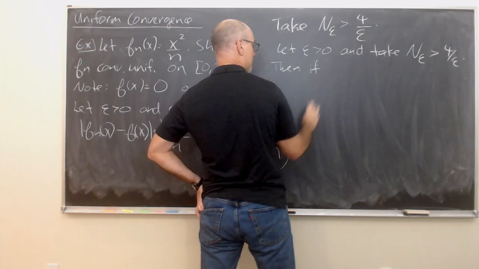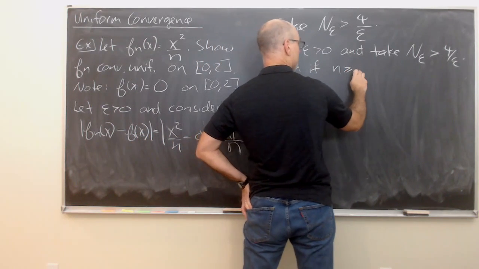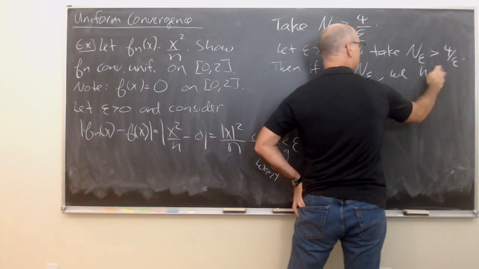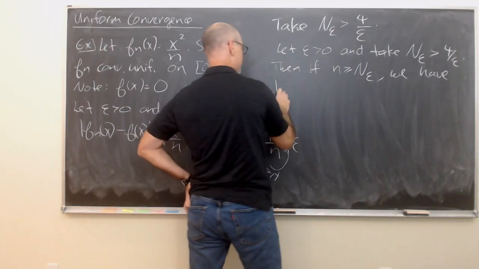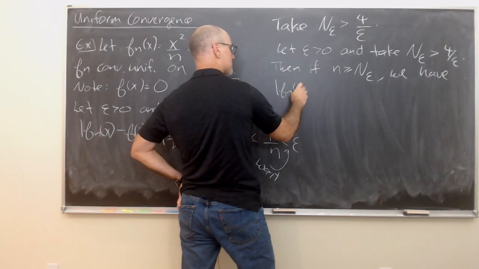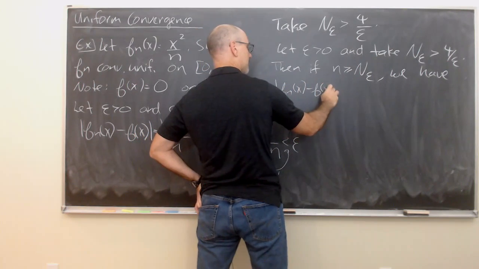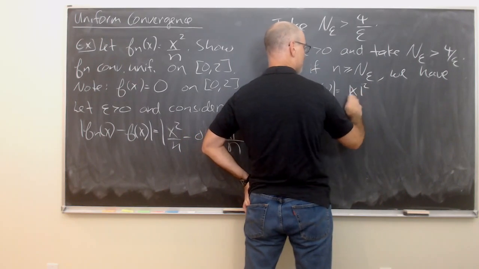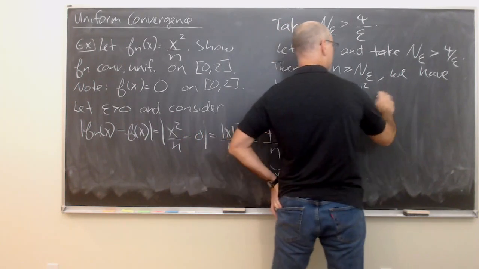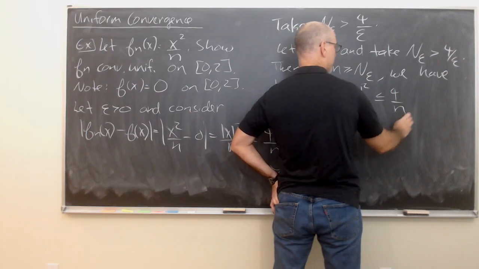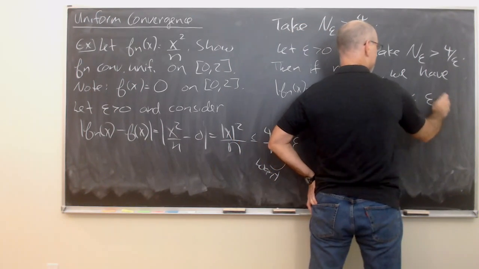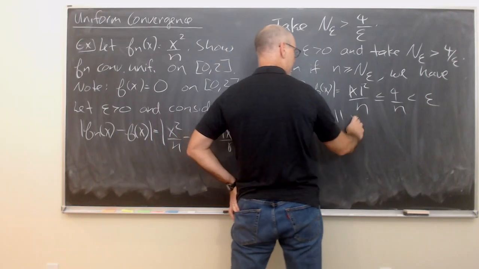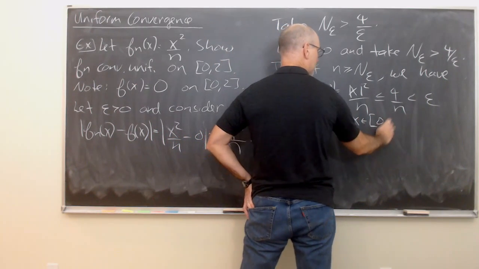And if n is bigger than n sub epsilon, we have that the difference in our function sequence and our limit function, which I've already shown is x squared over n, is less than 4 over n, which is less than epsilon for all x in the interval 0, 2.